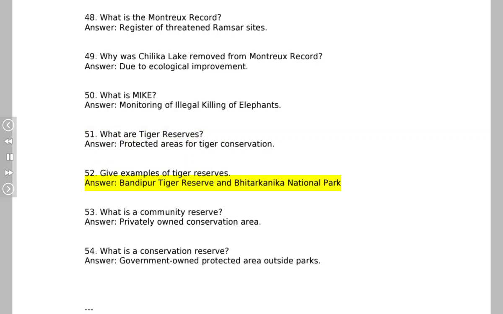Bandipur Tiger Reserve and Bhitarkanika National Park. 53. What is a community reserve? Answer. Privately owned conservation area. 54. What is a conservation reserve? Answer. Government owned protected area outside parks.